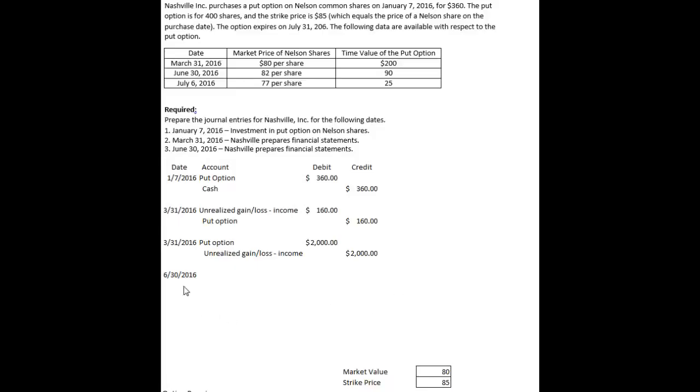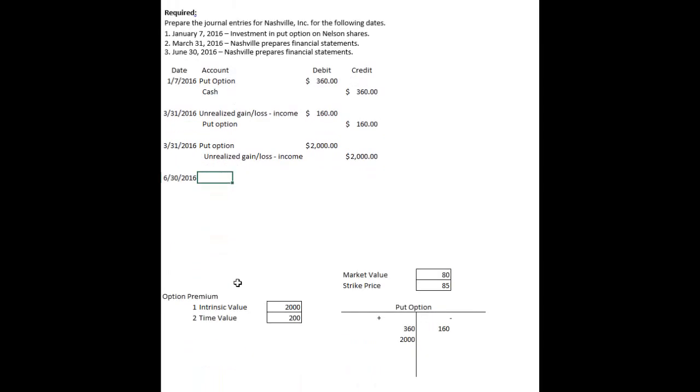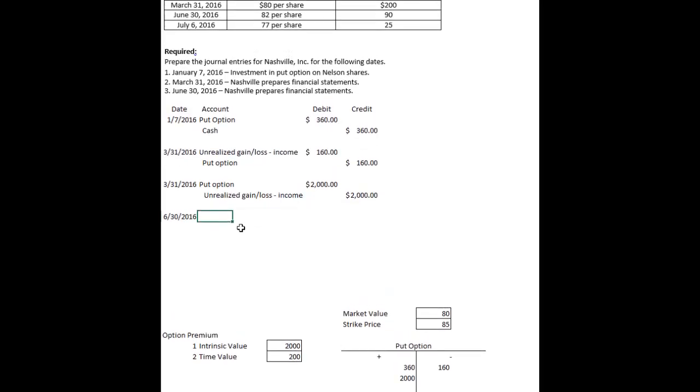The entry we make at the end of the second quarter is nearly identical to what happened at the end of the first quarter, except that the values are different because the change in the stock isn't the exact same. So at the end of the second quarter on June 30th of 2016, again, we're going to prepare a balance sheet and an income statement and record any unrealized gains or losses from the change in the value, and put on the balance sheet the value of the put option as is going to be defined by the option premium.